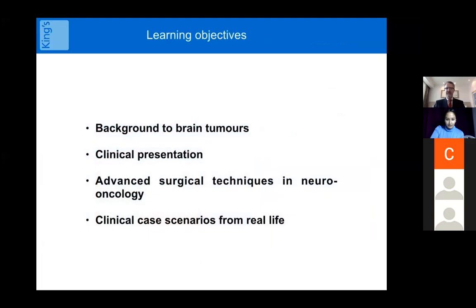The aim today is to go through the background of brain tumors, and we'll see the two main categories of brain tumors that we deal with, how they present clinically, and what surgical techniques we have available and have been developed to surgically address these tumors. And finally, we'll go through a couple of clinical case scenarios to see how everything that we discuss is then translated into our real and everyday clinical practice.